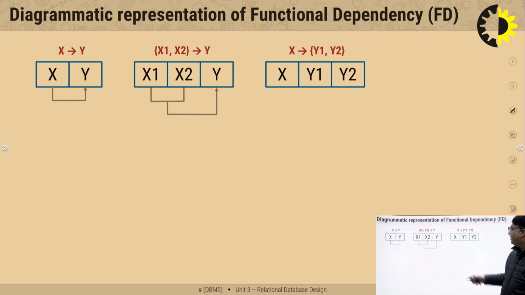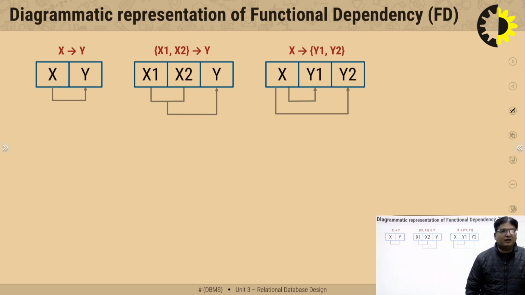Next, here x is determining 2 attributes y1 and y2. So, this is how we will be representing it, that is, there is one edge from x to y1 and another to y2. That is how we can represent when x is determining multiple attributes.